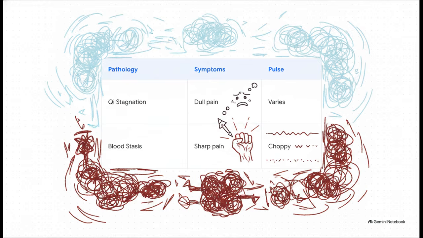But contrast that with blood stasis. When blood gets physically stuck in a meridian, it's no longer shifting or dull. The pain becomes sharp and heavily fixed in one spot. You might literally see bruising or feel masses, and it's accompanied by a choppy or wiry pulse.